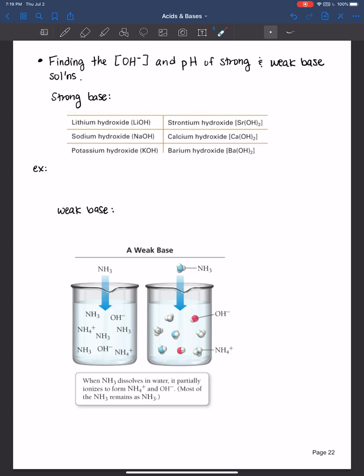Hi everyone, welcome back. Up until now, we've been finding the pH of acidic solutions, but we can also find the pH of basic solutions as well.